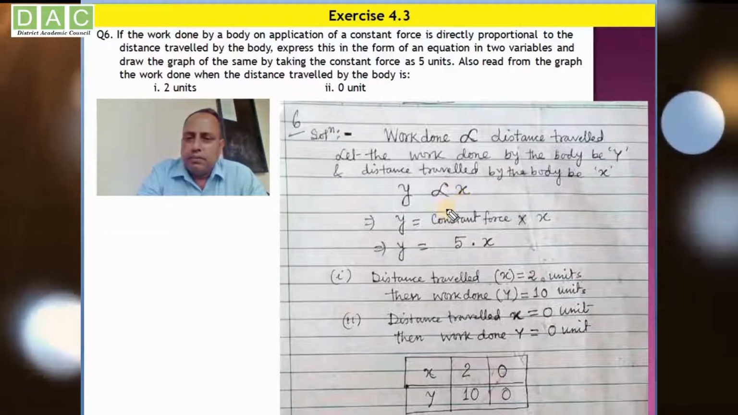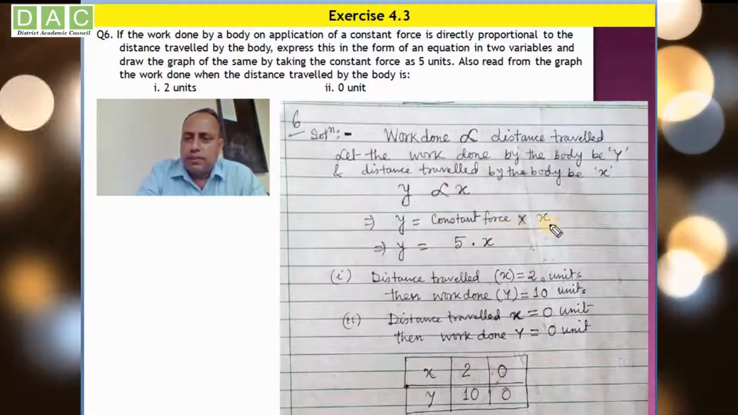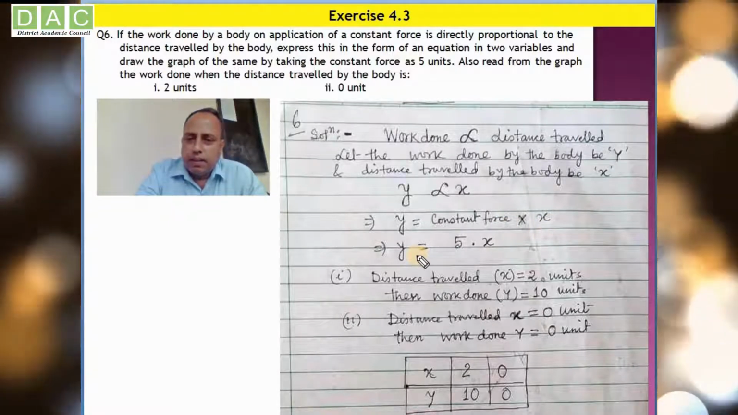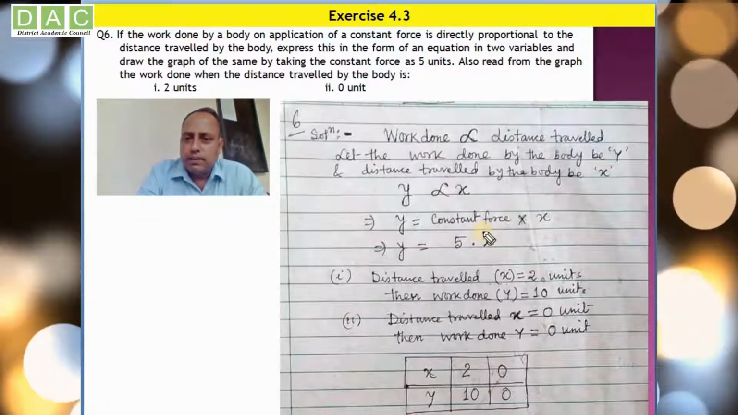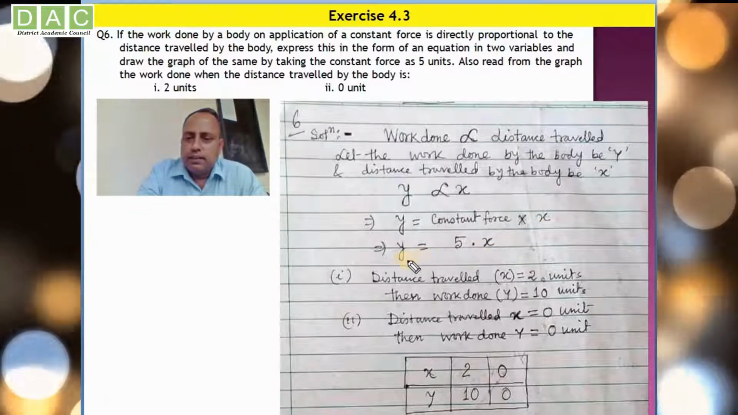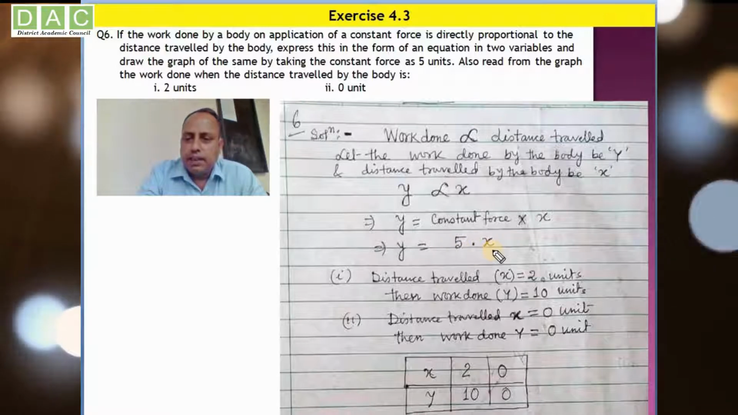Now in equation form, we write y equals constant force into distance traveled, that is x. The constant force is given as 5 units, so y equals 5 into distance traveled x. So the linear equation in two variables is y equals 5x.